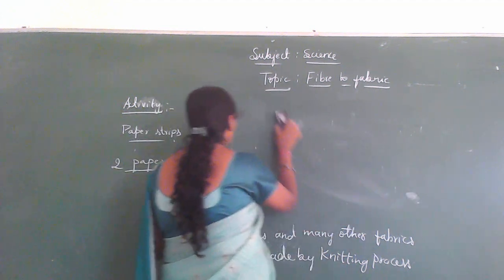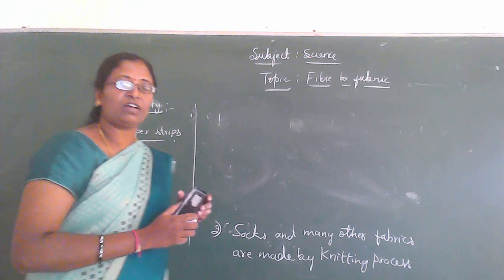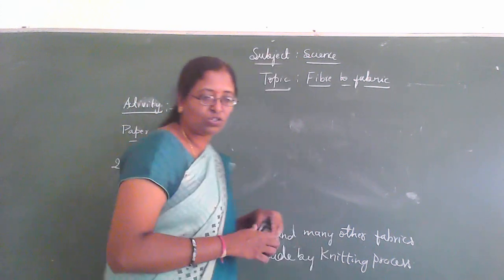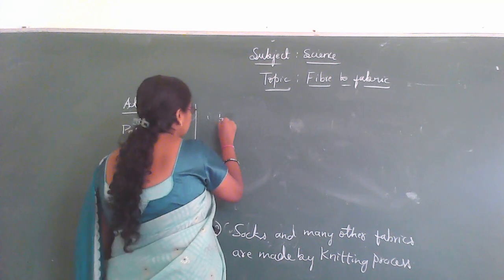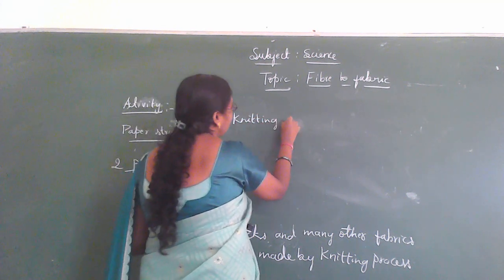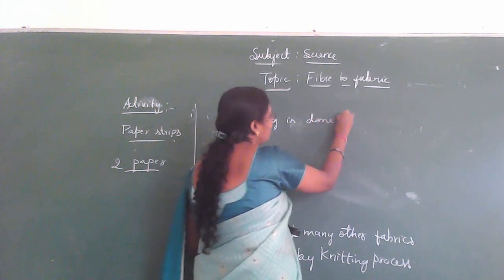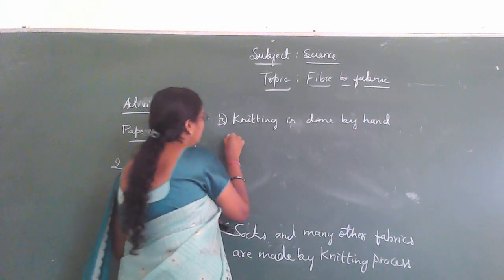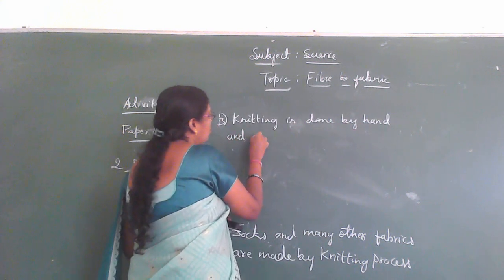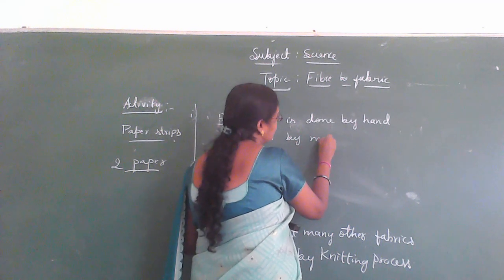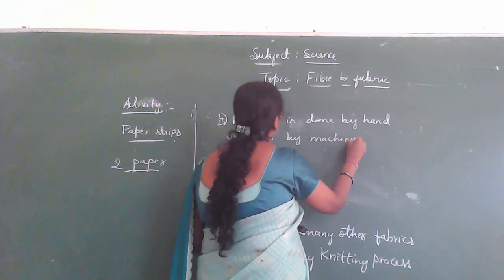Even sweaters, they knit by hand. Nowadays some machines have been invented, and they are used to knit sweaters and socks. Knitting is done by hand and also by machines.